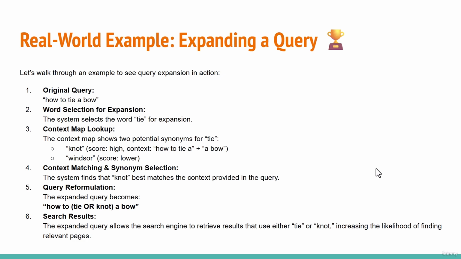Following this is query reformulation. The query is expanded using an operator, tie OR knot. This means that articles containing tie or articles containing knot should both be displayed. What happens in the search results? The query is expanded and relevant results appear. Results for both tie and knot are mixed together to display relevant results.